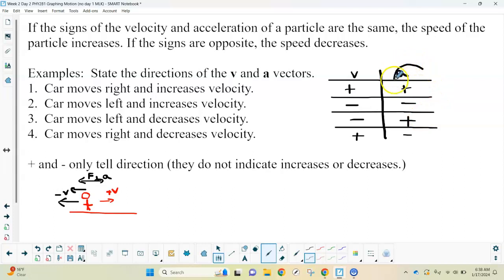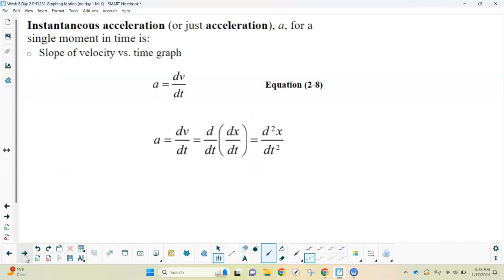So again, the sign of the acceleration, whether it's positive or negative, does not tell you whether it speeds up or slows down. It only indicates the direction. This agreement and disagreement, whether they point in the same direction or opposite directions, is what determines whether something speeds up or slows down, or how the velocity changes.